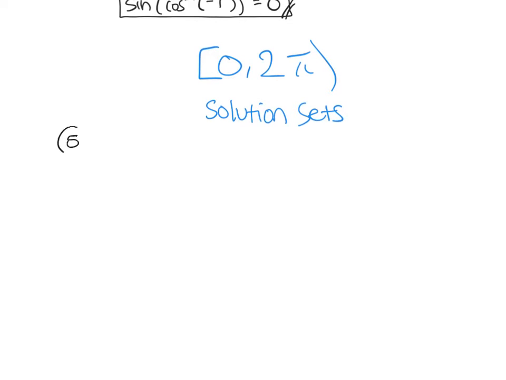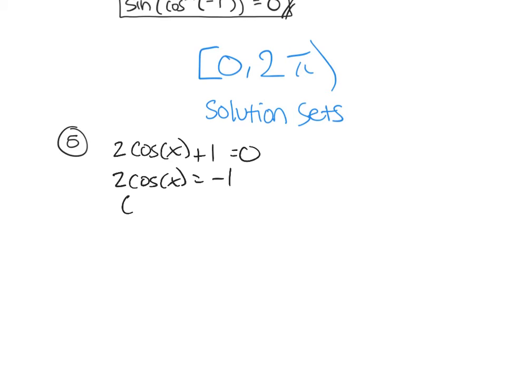Problem number 5 is our next one, because we are in fact skipping problems 3 and 4. Problem number 5 is 2 cosine of x plus 1 is equal to 0. From here, I'm going to subtract 1 on both sides. Divide both sides by 2. Use cosine inverse on both sides. And I get x is equal to cosine inverse of negative 1/2.